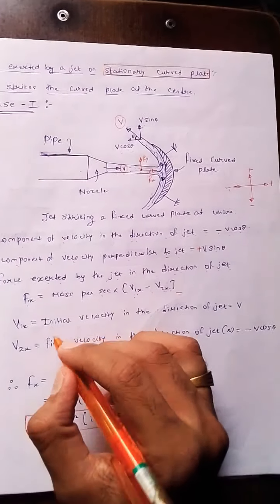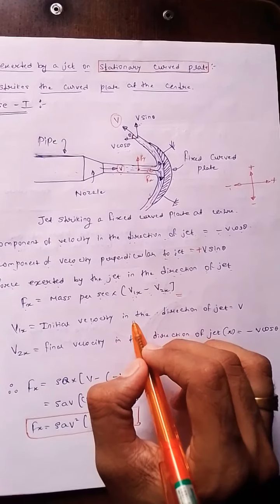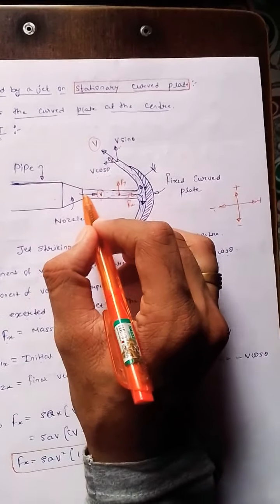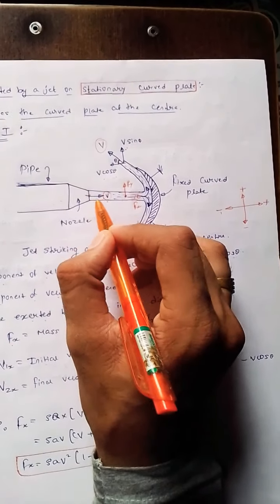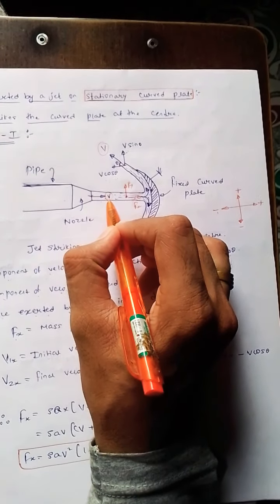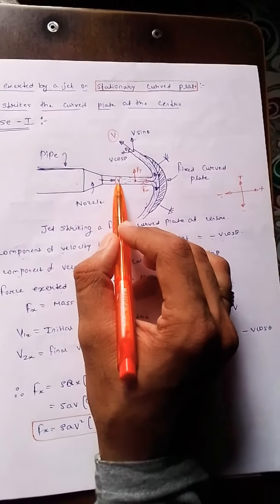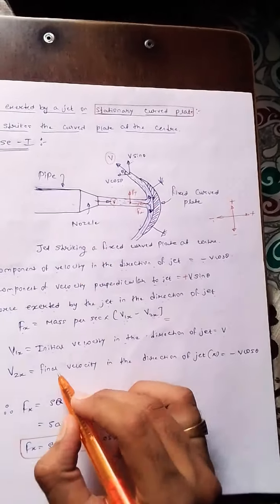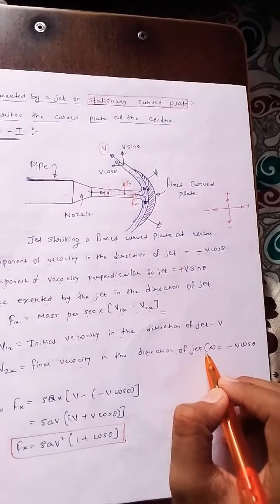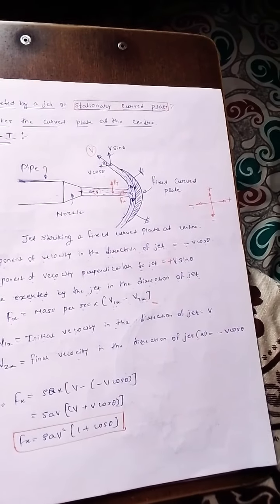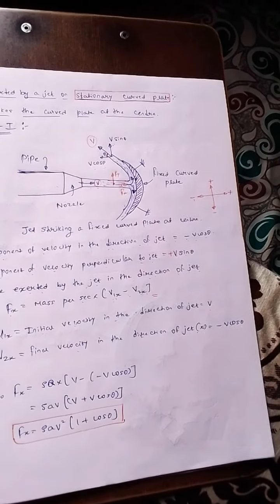v1x means what? Initial velocity in the direction of x. Initial velocity means when the water is leaving from the nozzle. Okay, so it will be equal to v, correct? We have written it here as v. And v2x means what? Final velocity in the direction of x. Final velocity means when the water is leaving from the contact.